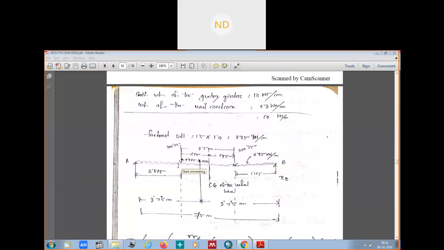Suppose this is our wheel A and this is our wheel B. Okay, so this is the wheel A, this is the wheel B. Our maximum bending moment is going to occur at wheel A. Why? Because we have placed our wheels in such a way that the CG of the gantry girder is at an equal distance from the CG of the wheelbase and the nearest wheel.